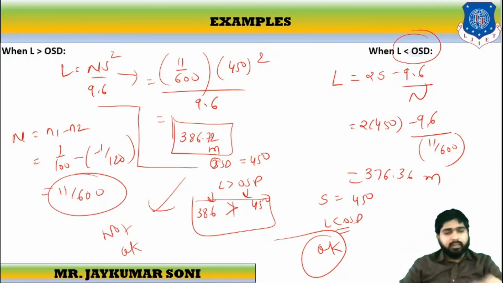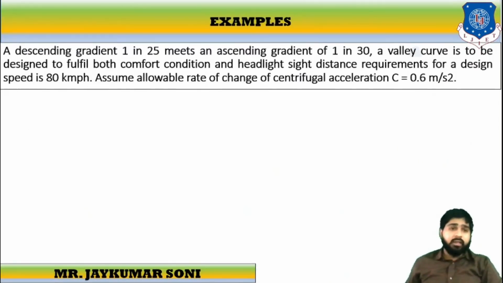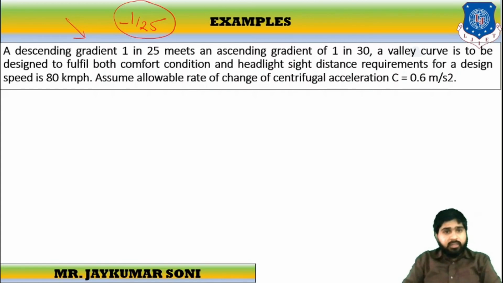Let us move towards another example. Now let us move towards another example of vertical curves. A descending gradient, descending means in this direction, it will be minus, a descending gradient 1 in 25, so it will be like this. So this is N1. Meets an ascending gradient, so it will be positive 1 by 30.